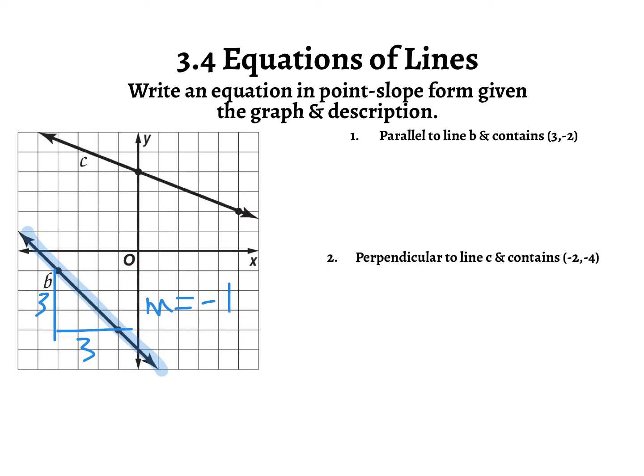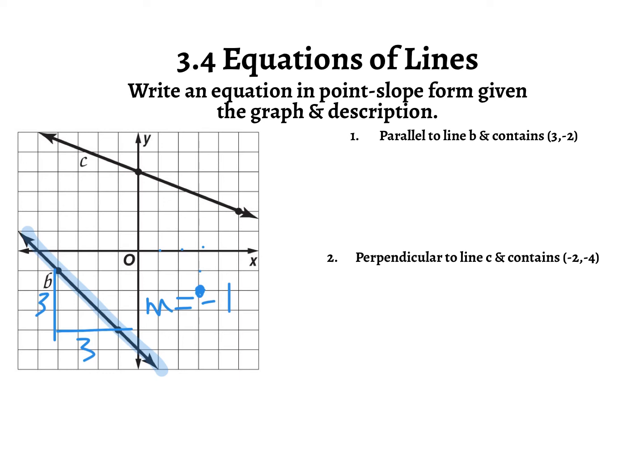So I can go to the graph if I wanted, and I can just go to 3, negative 2. 1, 2, 3, negative 2. I want to find a line that's parallel to this one, and it goes through this new point. Now, since the slope is negative 1, I want to keep the slope the same, and go through that point right there.